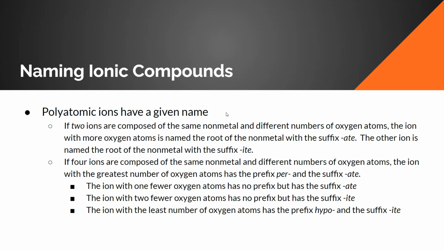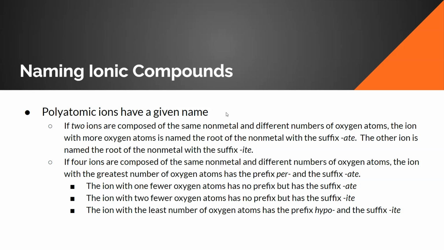The polyatomic ions, if you remember from the last unit, are covalently bonded atoms that had to, most of the time, gain one or more electrons to fill octet. They have a given name that is on the polyatomic ion chart that is part of your reference materials. If you have two or more ions with the same nonmetal and different numbers of oxygen atoms, then there's some interesting variations to the name.